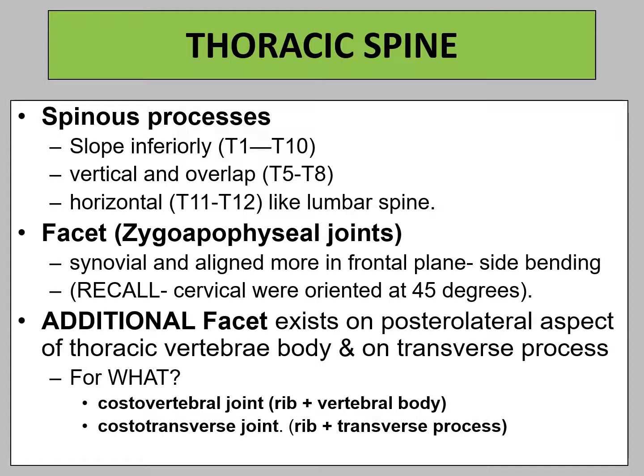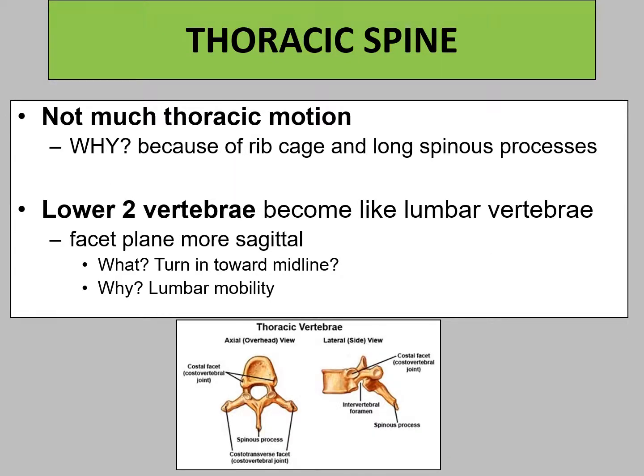There are also additional facet joints on the thoracic vertebrae and on their transverse processes, and yes, this is for the rib attachments. The thoracic spine is not as mobile as the cervical spine. As mentioned in the previous slide, the rib cage will limit lateral flexion, even though the facet joints are aligned in the frontal plane to promote lateral flexion.